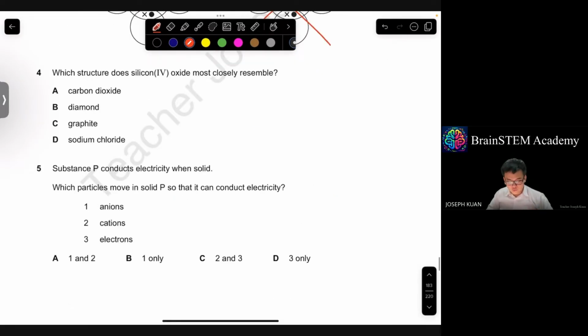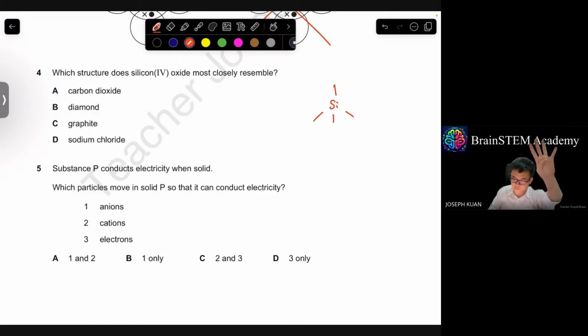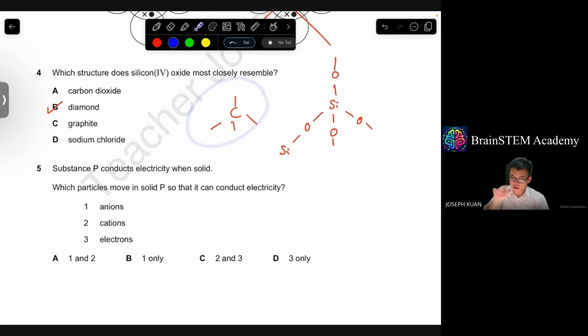Move on. Which structure does silicon(IV) oxide most closely resemble? Silicon is group 4, forming 4 single covalent bonds. Oxygen is group 6, forming 2 bonds. So that's the structure, and it just keeps on repeating. We see that silicon exhibits a tetrahedral structure. So that closely resembles diamond, in which carbon is also in a tetrahedral arrangement, with 4 single covalent bonds bonding to more carbon atoms.